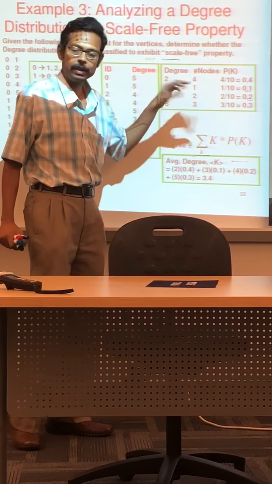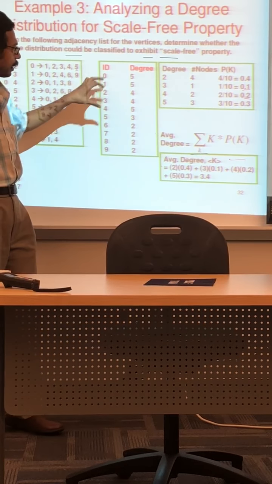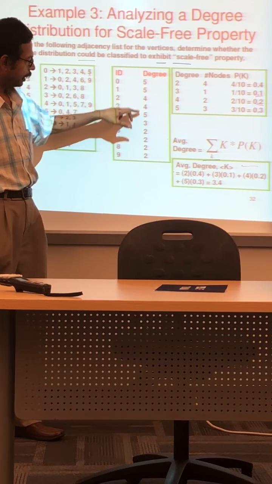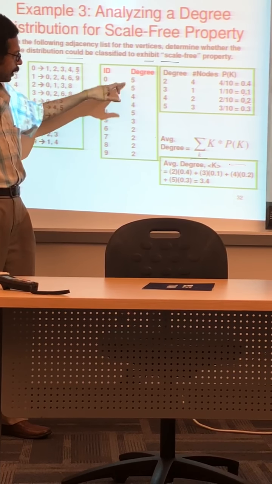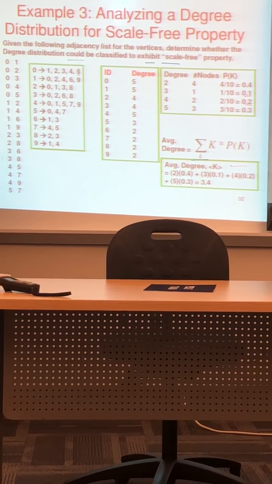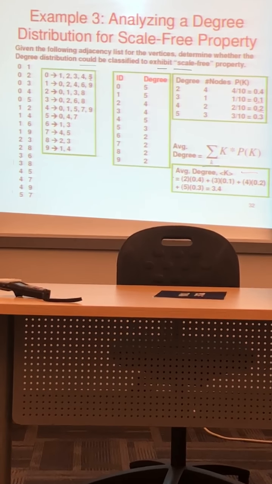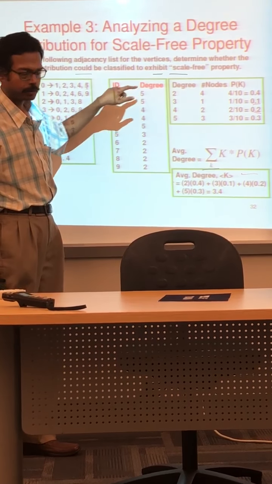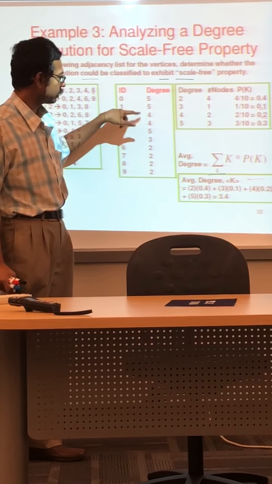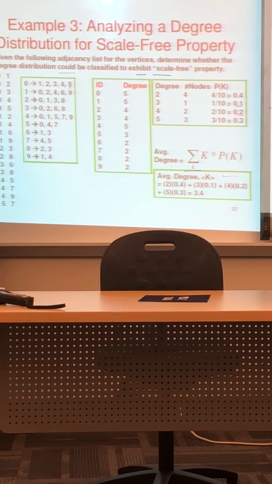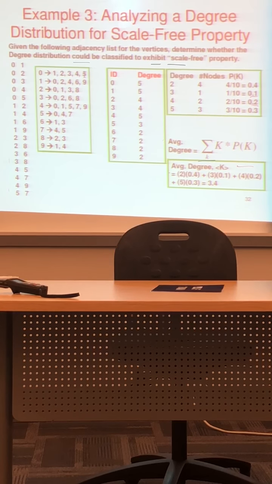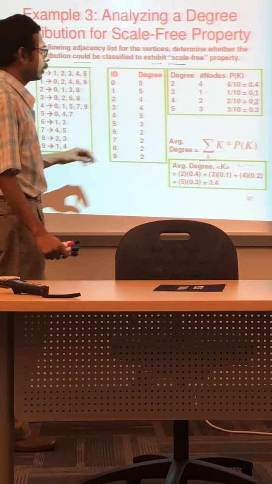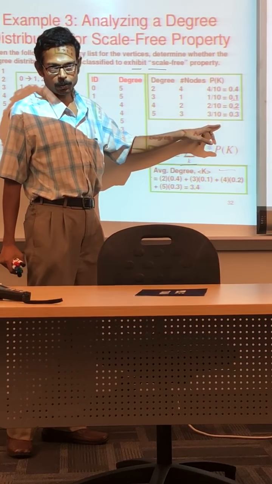So the first step is to find the P of K values. First find the different degree values. You don't have a degree 1, you have 2, 3, 4, and 5. So these are the 4 degree values. Count how many vertices have each degree: degree 2, 4 vertices; degree 3, 1 vertex; degree 4, 2 vertices; degree 5, 3 vertices. Then divide those counts by the total number of vertices, which is 10. So these are the probability values of finding a node with a certain degree.